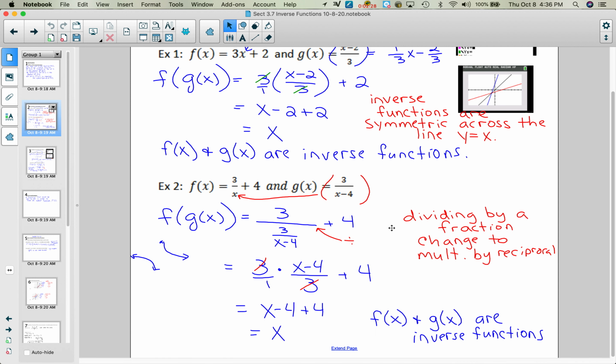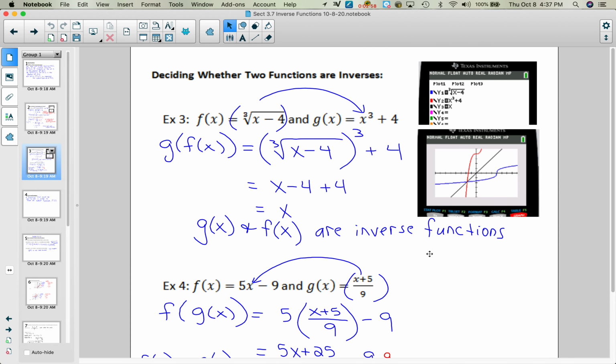For example 2, I did f of g of x. So again, I'm putting g of x inside of f of x. You got a fraction, and sometimes you're going to. Remember that the fraction bar means divide, and when you divide by a fraction, it's the same as multiplying by the reciprocal. So that's what I did. The 3's cancel, so I'm left with x minus 4 plus 4. The 4's cancel, I'm left with x. Since I got back what I started with, the x, that tells me f of x and g of x are inverse functions.